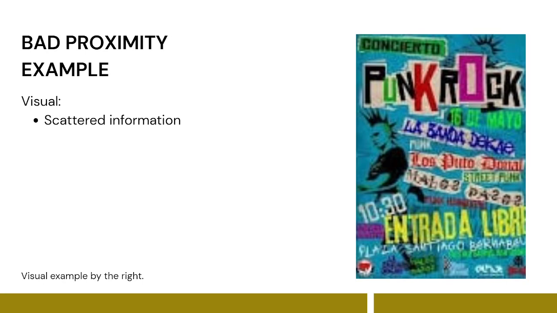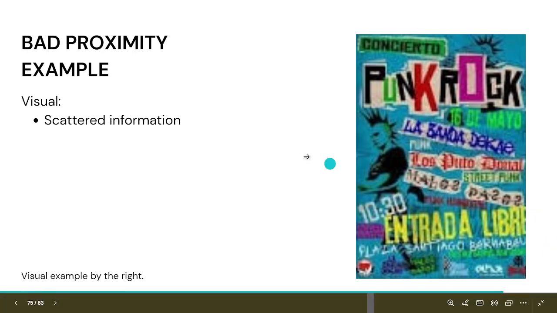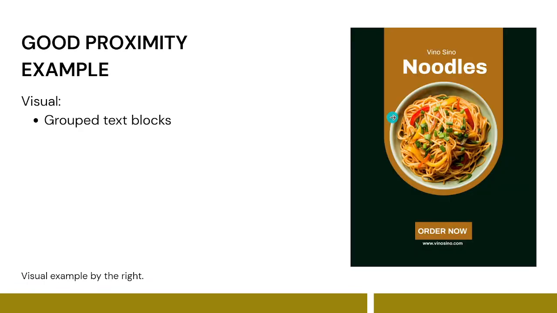Thank you very much. So let's proceed. Like I was saying, the example of the flyer, this poster by the right, is an example of bad proximity being used in a piece of design because the information here is scattered and we can barely make a sense of what this poster is all about.